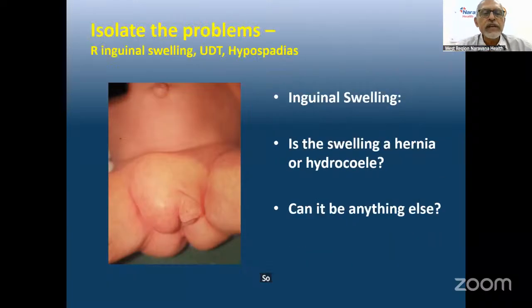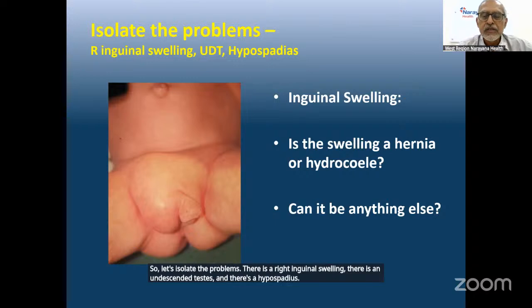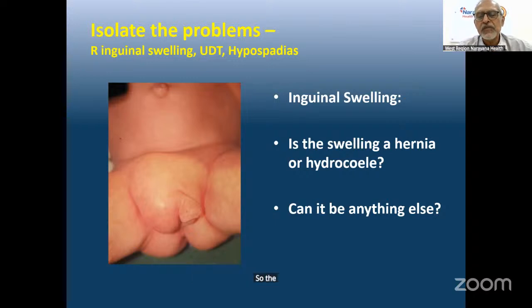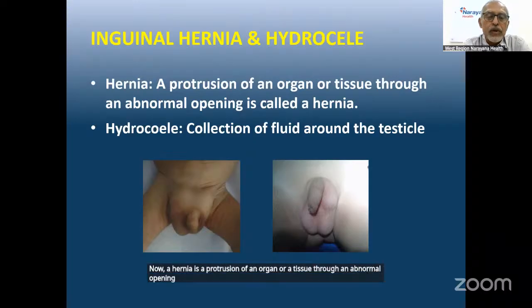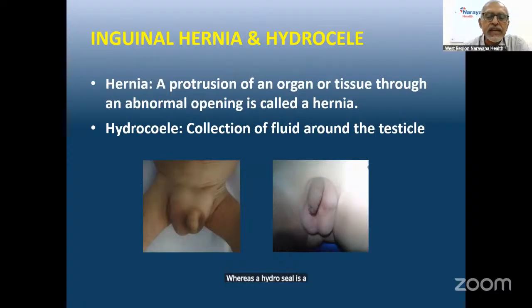So let's isolate the problems. There is a right inguinal swelling, there is an undescended testes, and there's a hypospadias. So the inguinal swelling, the first question we need to ask is, is the swelling a hernia or a hydrocele? And can it be anything else? Now, a hernia is a protrusion of an organ or a tissue through an abnormal opening in the abdominal wall, whereas a hydrocele is a collection of fluid around the testicle.